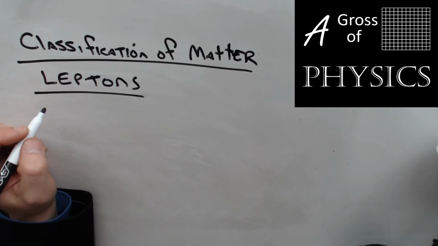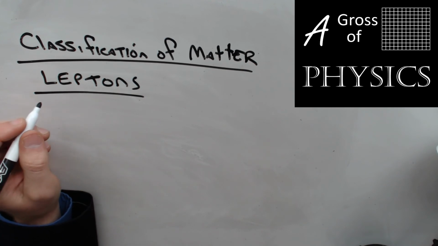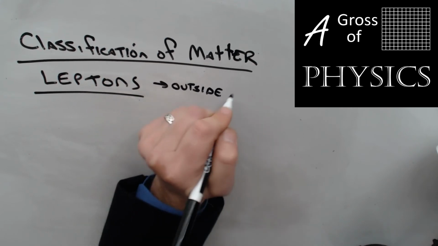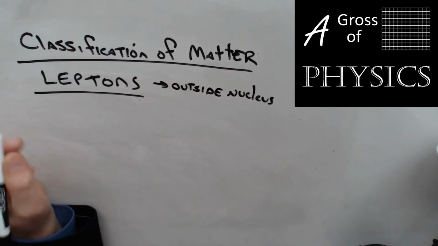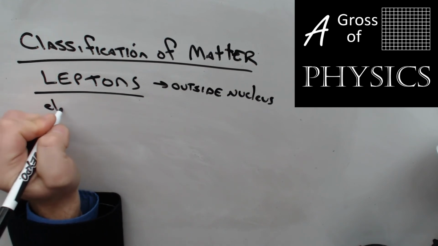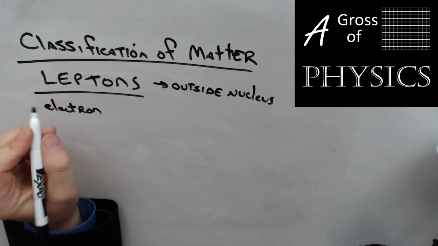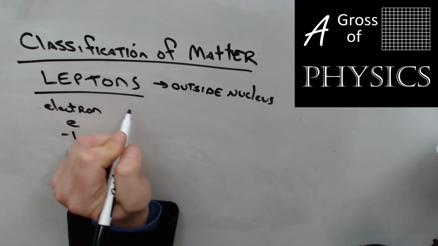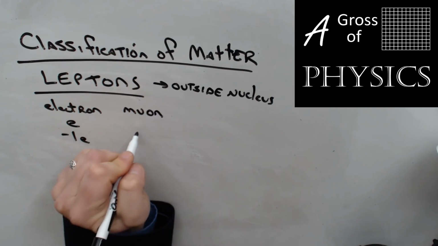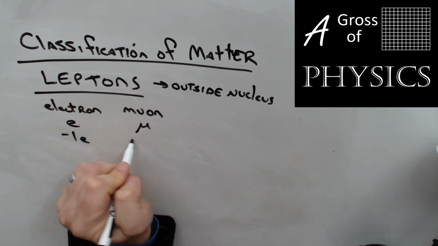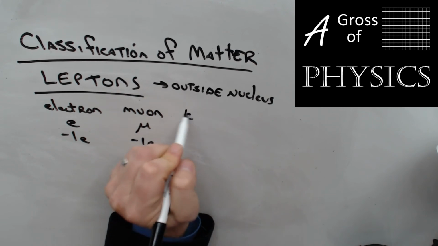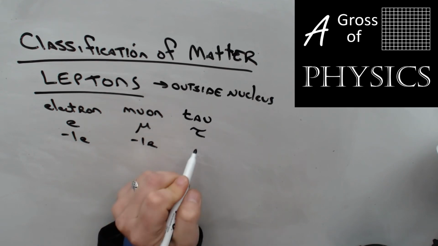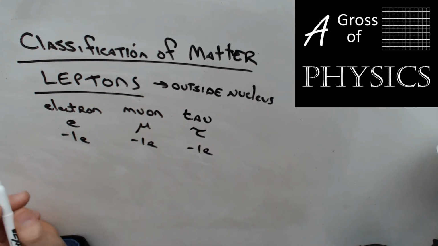All right, the final chart on the reference table lists the different types of leptons. And if you remember, the leptons were outside the nucleus. The different types that are listed are the electron, which is the symbol e and has a charge of -1 elementary charges. The muon, symbol mu, Greek letter, -1 elementary charge. And the tau, which is the Greek symbol tau, and -1 elementary charge.